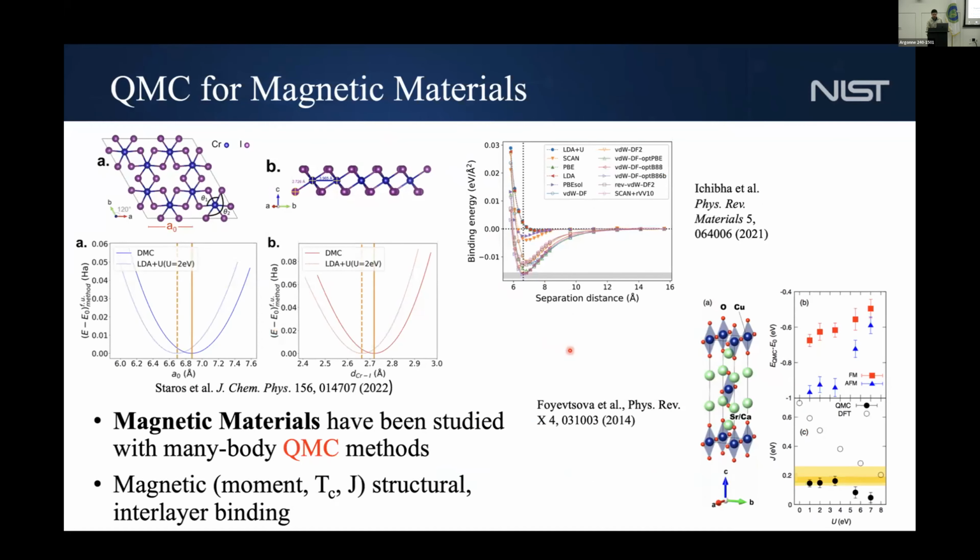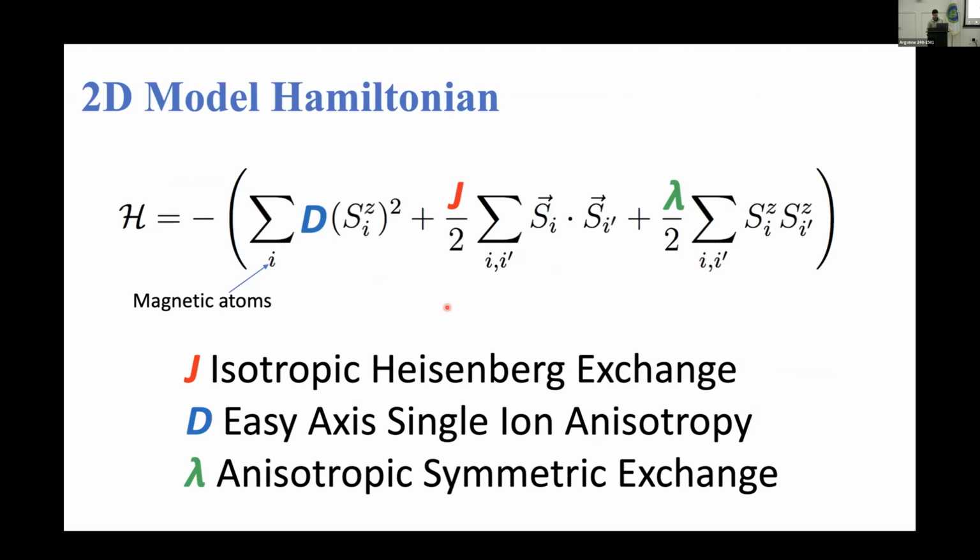Magnetic materials have been very popular for QMC. And I want to acknowledge some really great work from the last couple of years, especially the one from Daniel Staros, Brenda Rubenstein, Jaron, and everybody, where they optimized the geometry of chromium triiodide with the surrogate Hessian method and also DMC, along with some other really nice work from Fernando and others throughout the years. So we can study these materials with QMC and find very interesting properties such as magnetic moments, Curie temperature, magnetic exchange, and also things like interlayer binding energy, structural parameters, and so on.